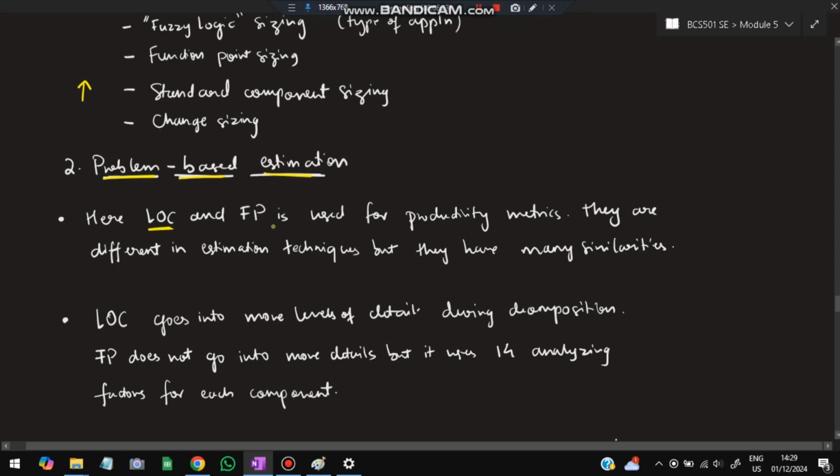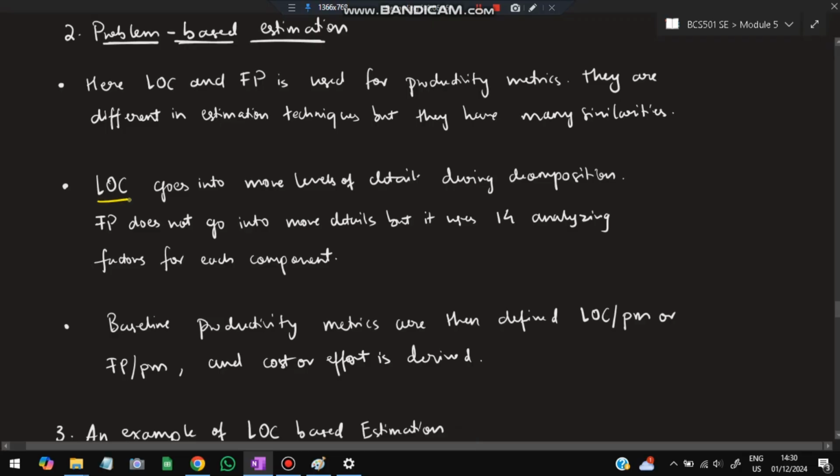So here LOC and FP are used for productivity metrics: how productive the developers are, and whether they are making the product good or not. For that we use LOC and FP. They are different estimation techniques, but they have many similarities. LOC means lines of code and FP means function points.